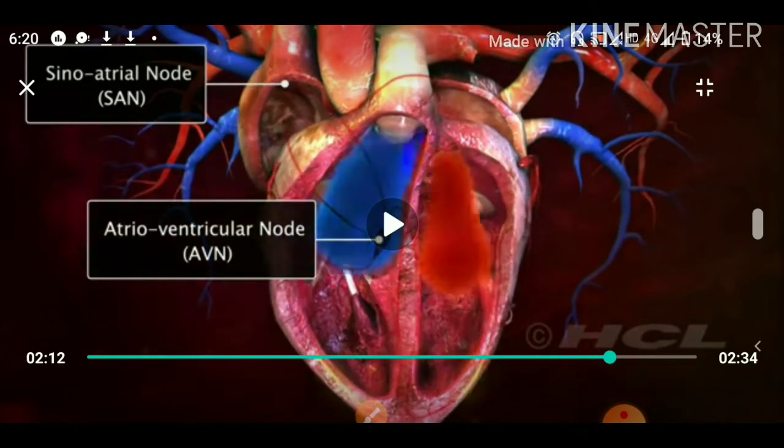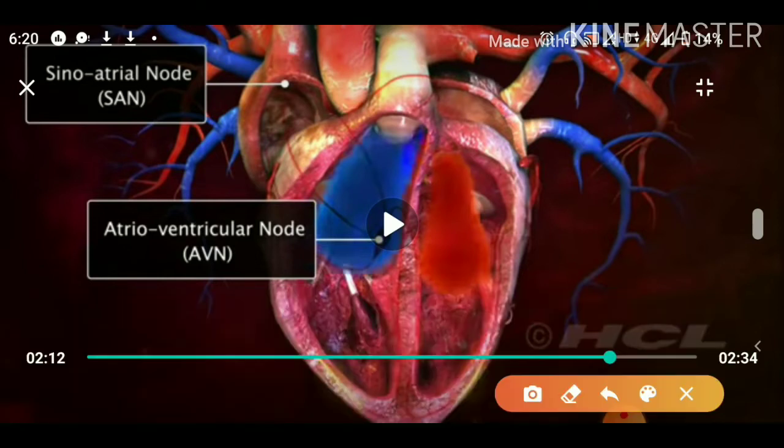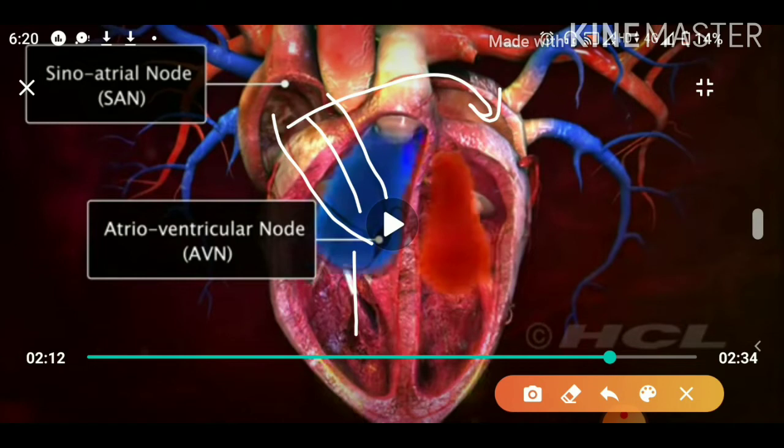Now look here, this is sinoatrial node. This sinoatrial node creates impulses, sends these impulses to left auricle as well as to the atrioventricular node at the end. So it can transmit the message or impulse to ventricular region, so ventricle can contract.